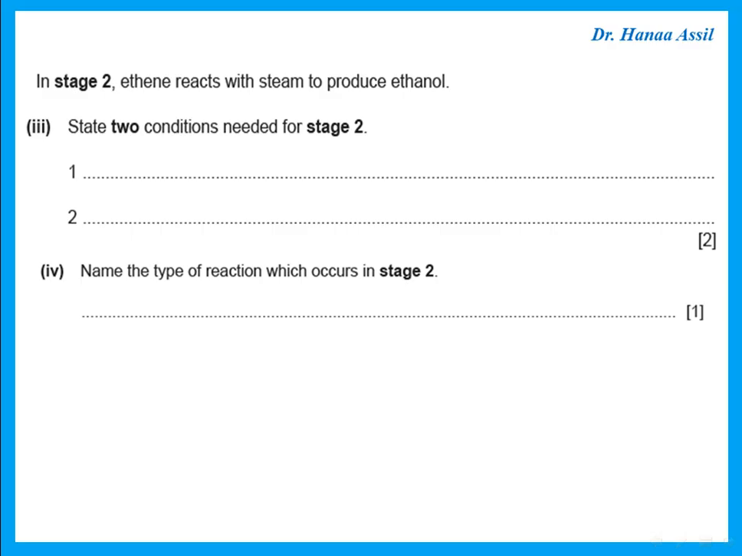In stage 2, ethene reacts with steam to produce ethanol. So this is what we call hydration of ethene. When we have ethene and we add steam, this gives ethanol. So this is one of the methods of making ethanol. We call it hydration of ethene. What are the conditions for hydration of ethene? You should remember, when we add steam to ethene, what happens? We add water to it, so that gives me ethanol.